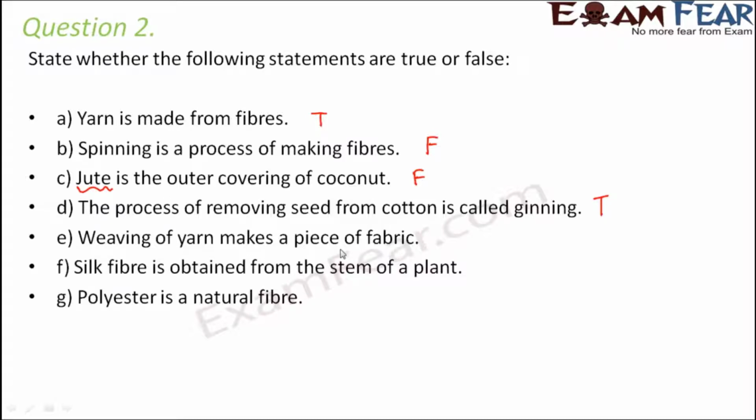Weaving of yarn makes a piece of fabric. Yes, of course, because in weaving what do we do? We take two sets of yarn and then interlace them, and that's how we get a fabric.